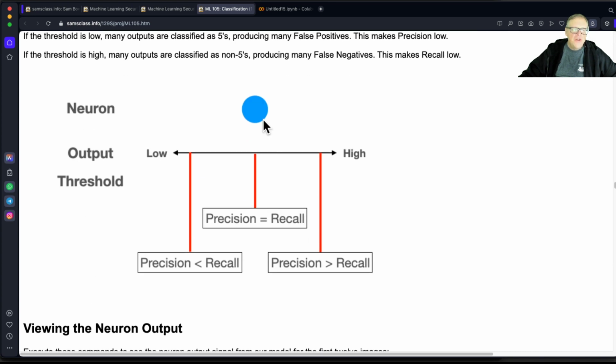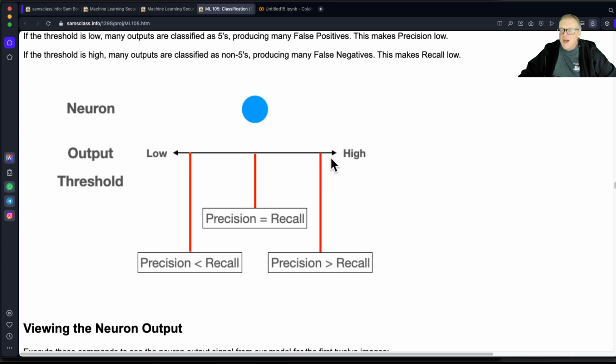And you have a precision recall trade-off. What happens is when you're done, you have a neuron, and the neuron is supposed to have a large signal for a 5 and a small signal for a not 5, and you can adjust the threshold. So if you set the threshold low, then it will have a high probability of reporting true, and therefore you will have more false positives but less false negatives.